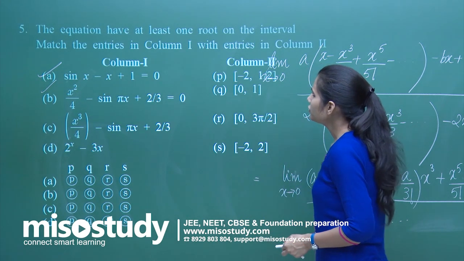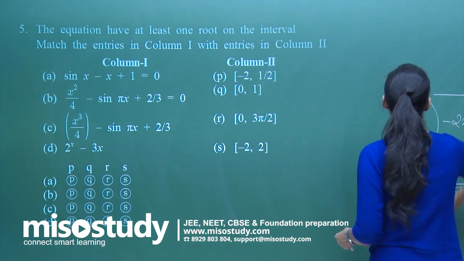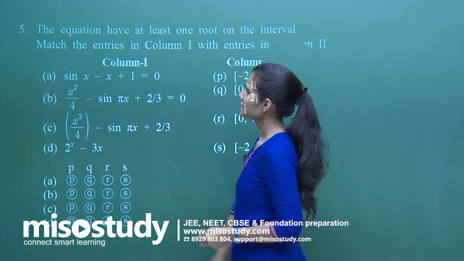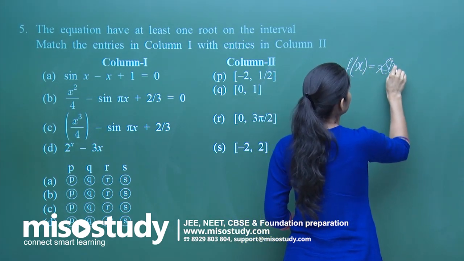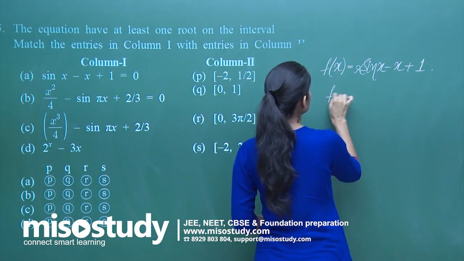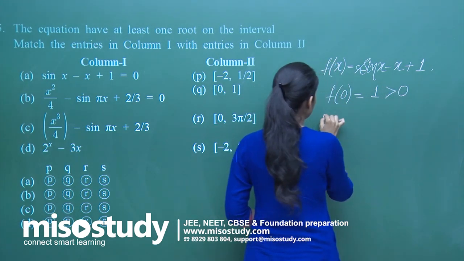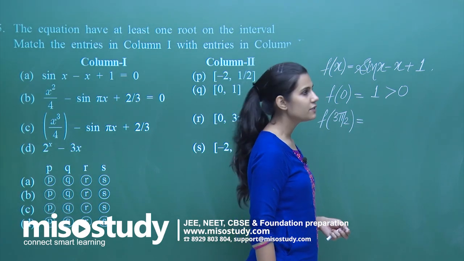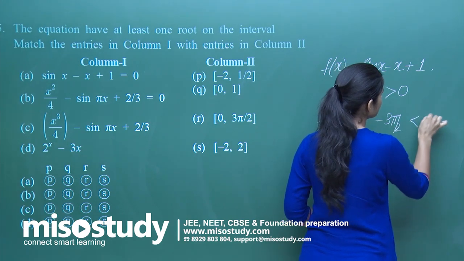We have the equation has at least one root in which interval? So, this equation is given to you, and the question is asking in which interval it has one root. If I take the function sin x minus x plus 1 as f of x, then f of 0 is sin 0 minus 0 plus 1, which is 1, positive. And f of 3 pi by 2 is sin of 3 pi by 2 minus 3 pi by 2 plus 1, which is minus 1 minus 3 pi by 2 plus 1, which is minus 3 pi by 2, less than 0.